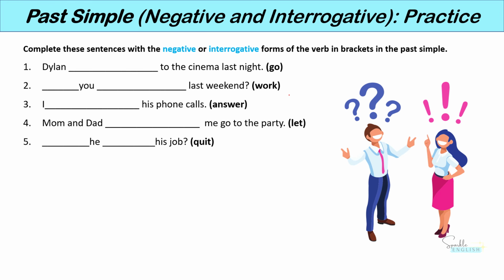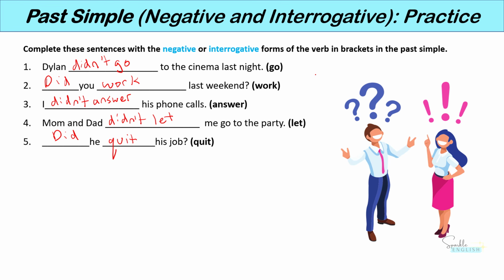Okay, so number 1, Dylan didn't go to the cinema last night. So we have the auxiliary didn't, and then go stays the same as the base form of the verb. Number 2, we have to put it in the interrogative form because it is a question and we have the question mark. Did you work last weekend? Number 3, I didn't answer his phone calls. Again, we have the auxiliary didn't and then answer. The verb stays the same. Mom and dad didn't let me go to the party. And finally, number 5, did he quit his job?